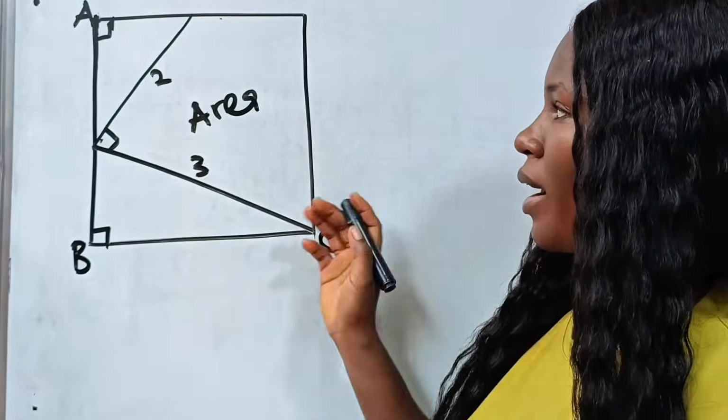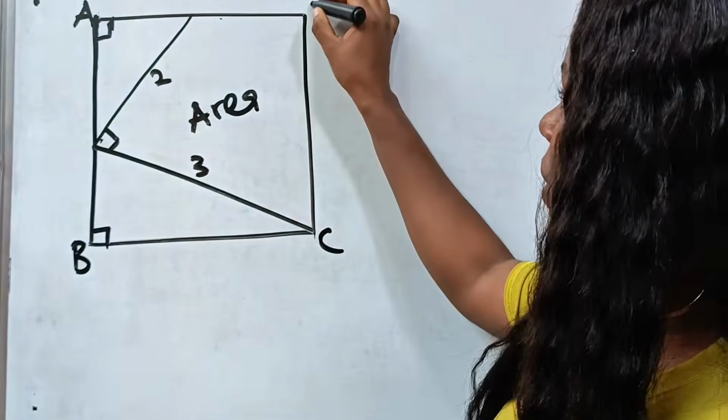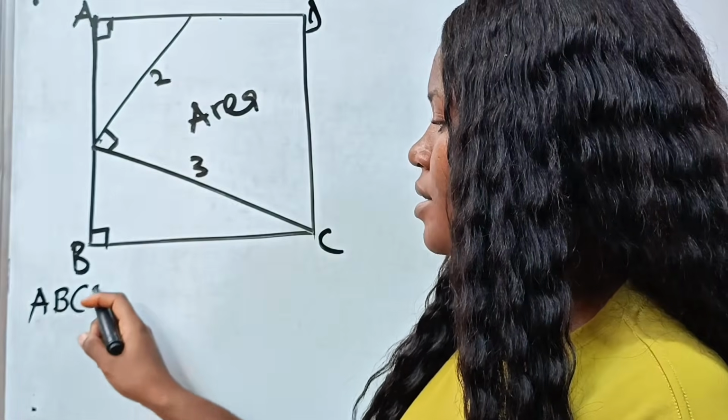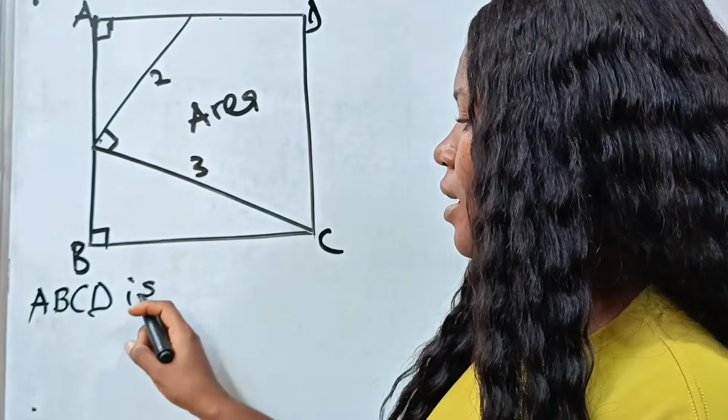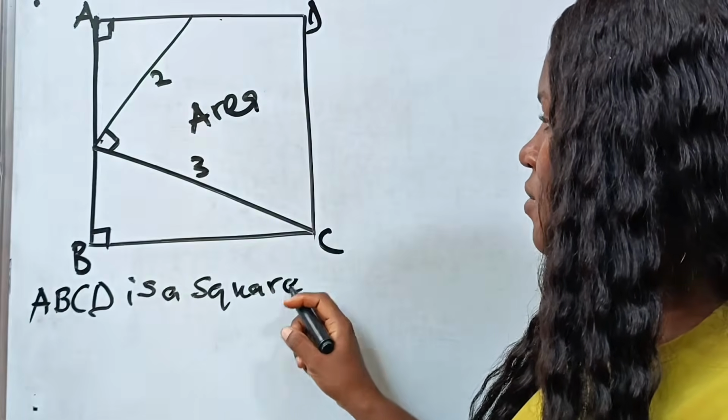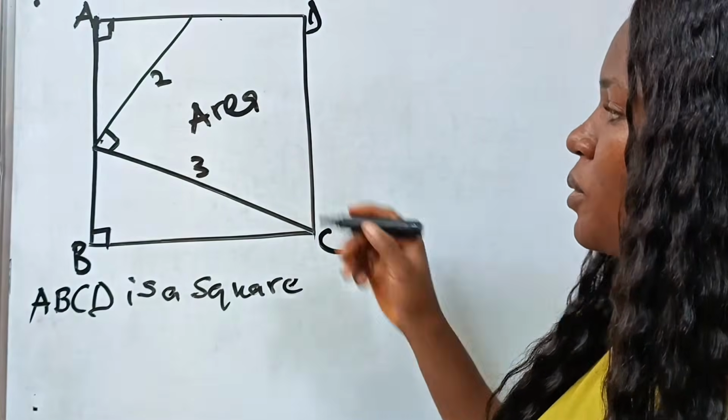Now this is a square. ABCD is a square, okay? ABCD is a square, and we are asked to find the area of this portion.